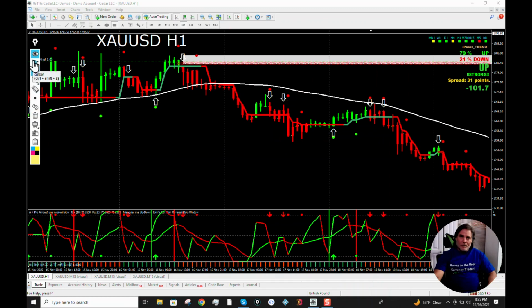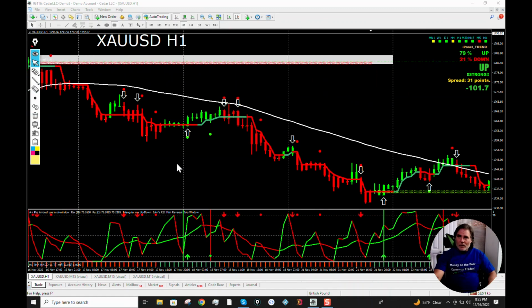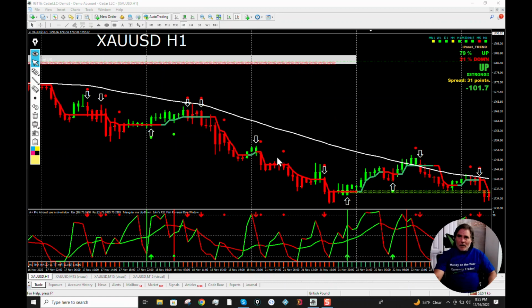Let's clear this up. Bring this back over just so we can see it a little bit more. Now we're coming down. Where do we get the opposite arrow with structure, right here? This is where you want to exit your trade.